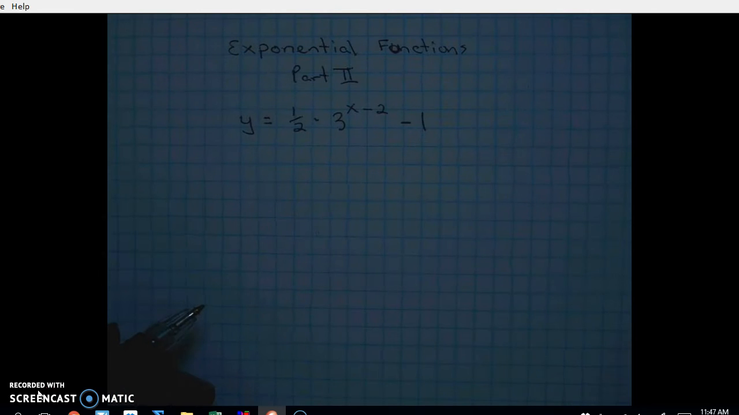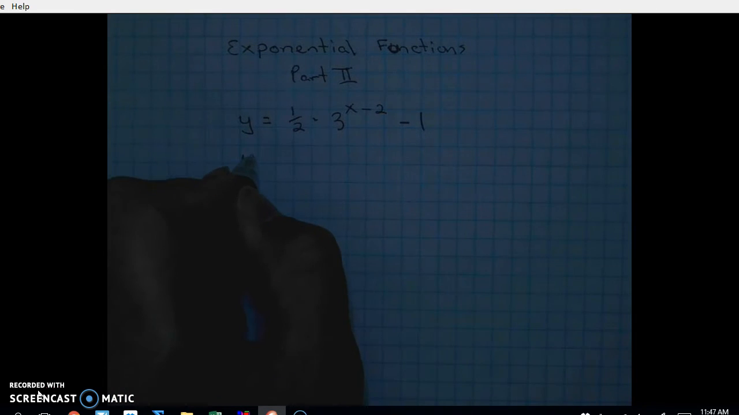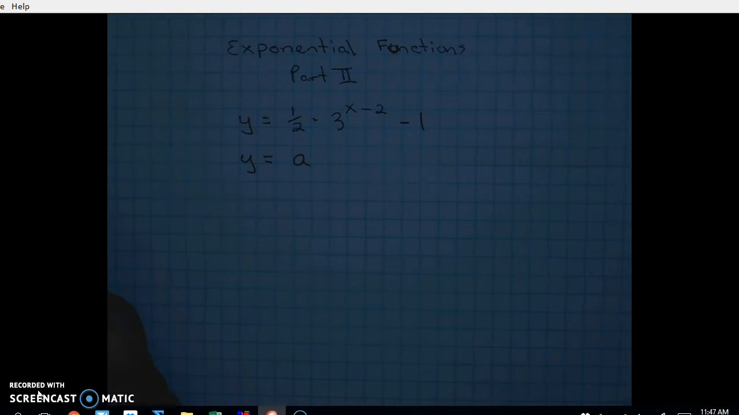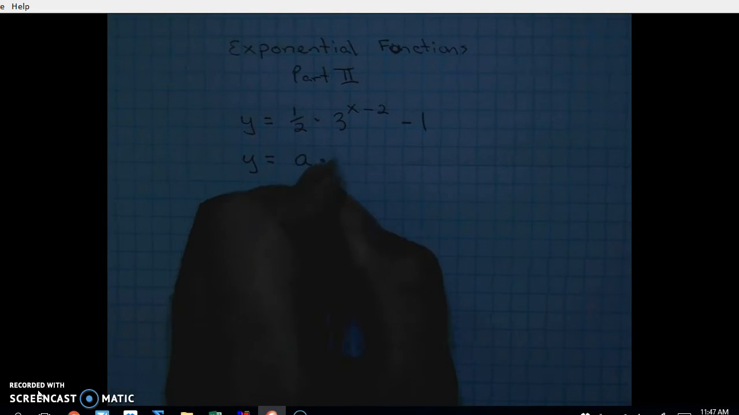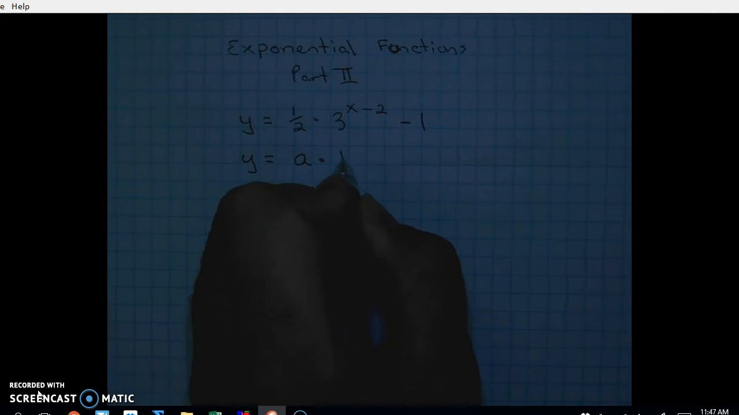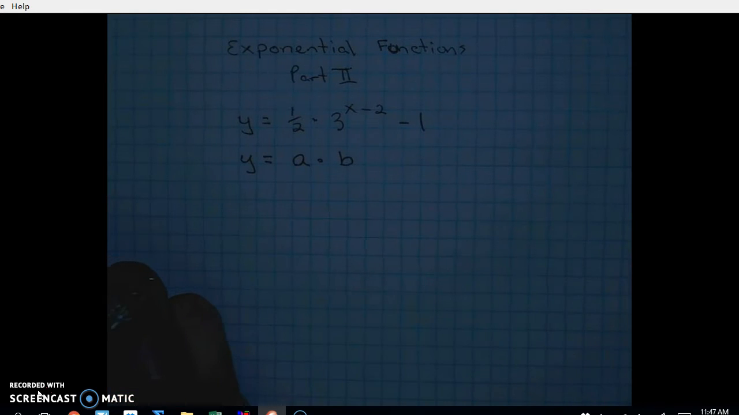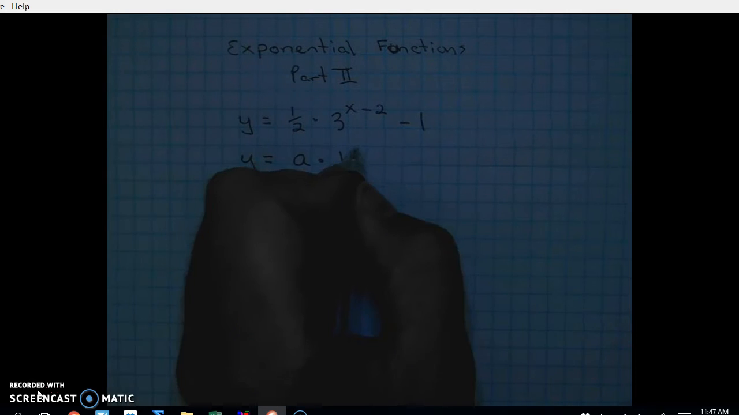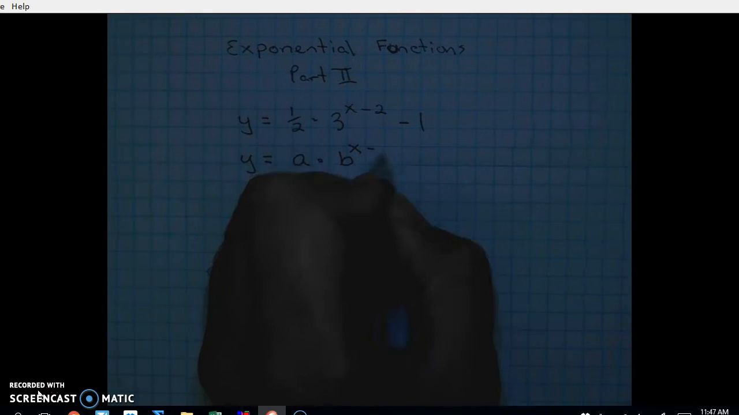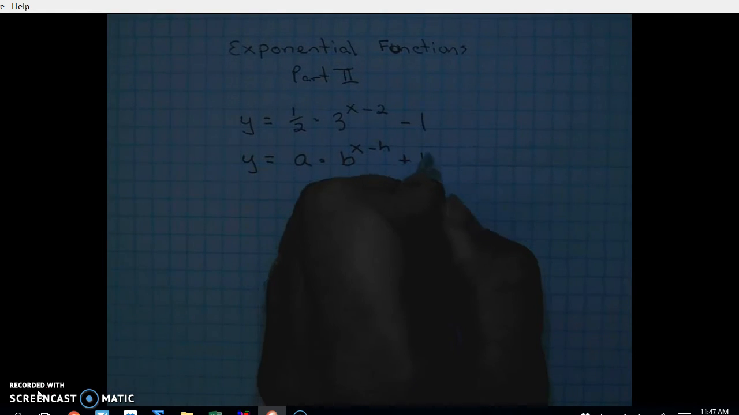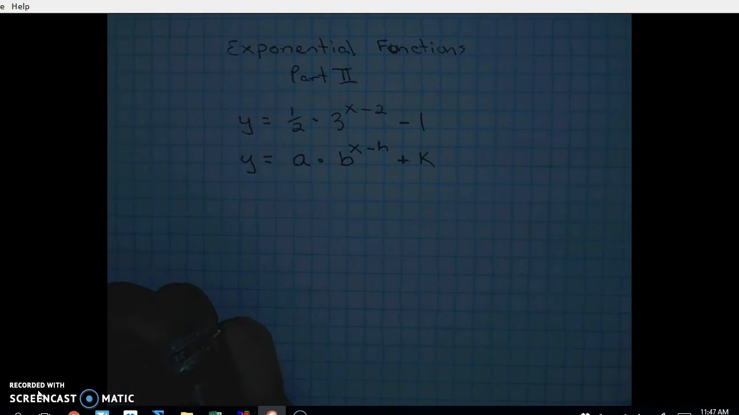So first of all, the parameter changes. We have our a value, which is the number in front of the base. It tells us if there's a vertical stretch or compression. Then we have our base, which identifies the parent function. In this case, it's 3 to the x. And then we have our horizontal translation, which is always the opposite. And then we have our vertical translation, which is up and down.